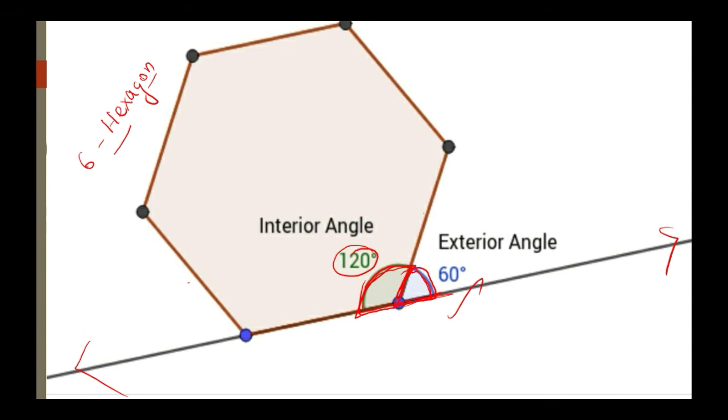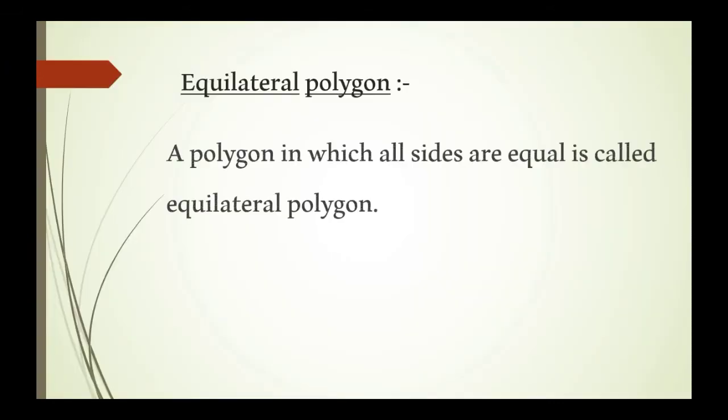Okay, next, equilateral polygon. A polygon in which all sides are equal is called an equilateral polygon. Suppose I take a square. In this all sides are equal, right? This is equal, this is equal. Let's name the number of sides n, and each side a. Then all will be a, because a square has equal sides. So a square is an equilateral polygon.